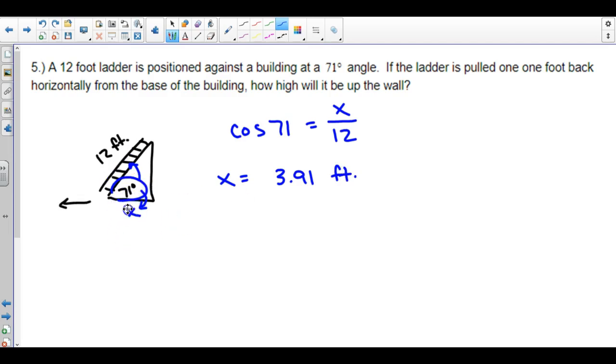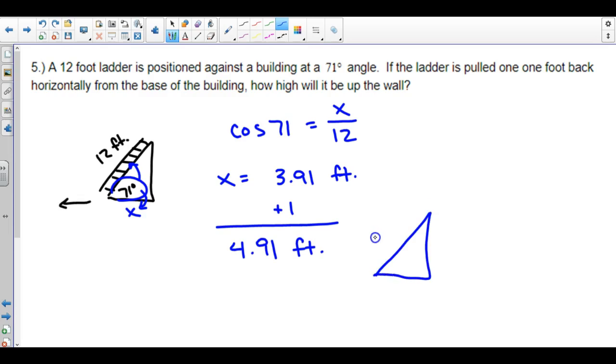And what I'm going to do then, like I said, if we're moving this ladder 1 foot away from the wall, what I'm going to have to do is add 1 to this. So my ladder is now going to be positioned 4.91 feet from the building. So I'm going to redraw a triangle. That also changes my angle. What it doesn't change is the size of the ladder. At the end of the day, you're not chopping a foot off the ladder or adding a foot to the ladder. The ladder is still staying at 12 feet.